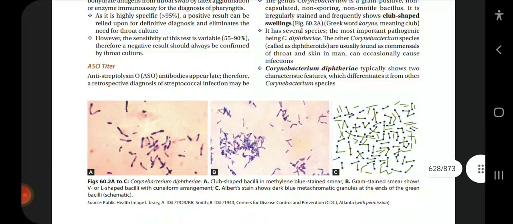In these figures, we can see Corynebacterium diphtheriae. In figure A, club-shaped bacilli in a methylene blue stain smear. In B, a gram stain smear shows V or L-shaped bacilli with cuneiform arrangement. And in C, we can see Albert stain, which shows dark blue metachromatic granules at the ends of green bacilli.